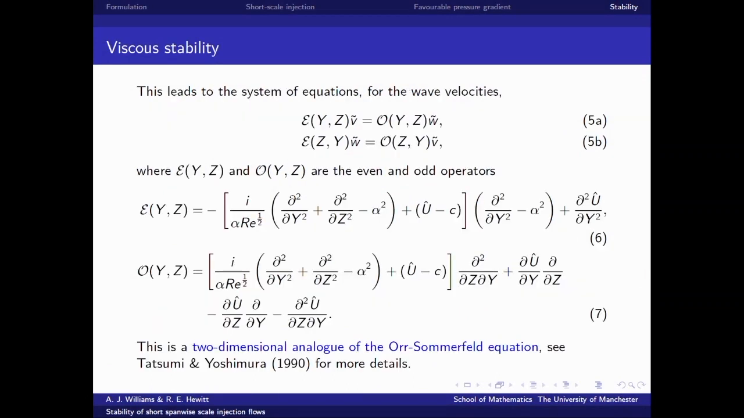When you go through the equations, you get this system here where these are the even and odd functions. This is a two-dimensional version of the Sommerfeld equation. So you have this Reynolds number here. Obviously the streak solution really works when you have a very large Reynolds number, in the large Reynolds limit. But you can approximate it if you have a sufficiently large finite value of the Reynolds number.